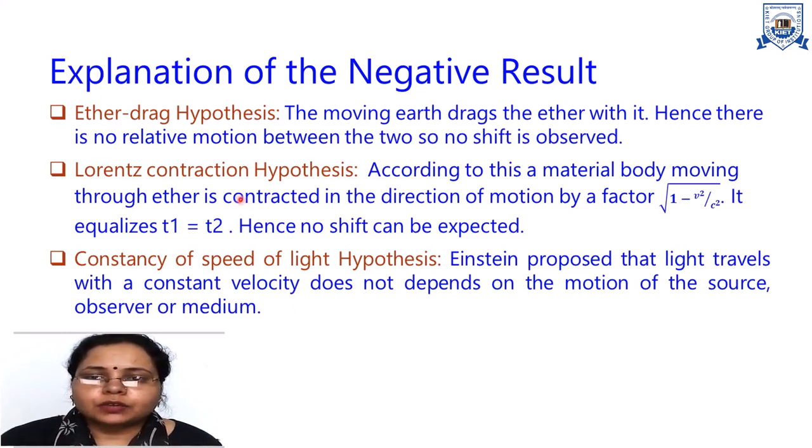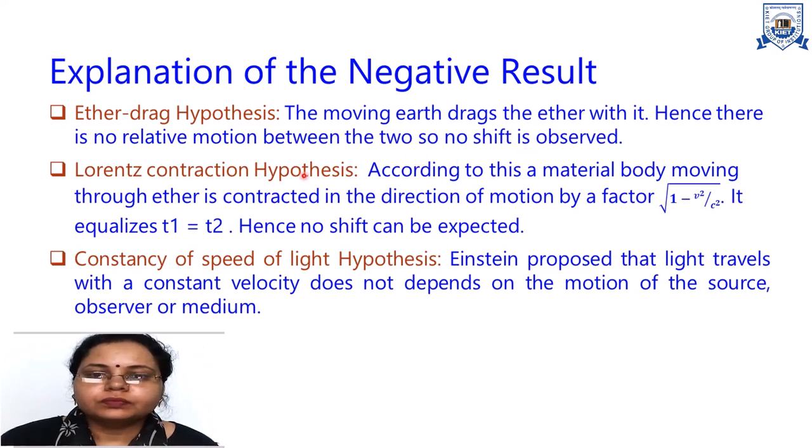At that time, a number of scientists tried to explain the negative result of the Michelson-Morley experiment. These three hypotheses are the most important ones. One is the ether drag hypothesis. According to this, the moving earth drags the ether with it, because ether is filled everywhere. So if earth is moving, then ether is also dragged with the earth. Hence there is no relative motion between the two, so no shift is observed, because relative motion between the earth and ether is 0. So finally we get n is equal to 0.